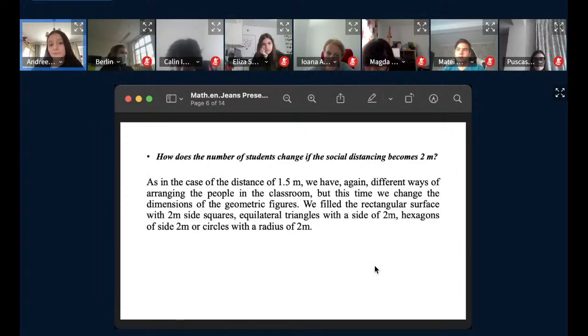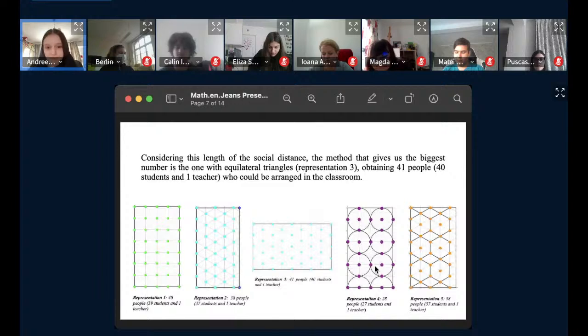In the second part, we had to decide how the number of students changes if the social distancing becomes 2 meters. And as in the previous case, we have, again, different ways of arranging the people in the classroom. But what's different is that this time we change the dimensions of the geometric figures. So we fill the rectangular surface with 2 meter side squares, equilateral triangles of a side 2 meters, regular hexagons with a side equal to 2 meters, or circles with a radius of 2 meters. These are the representations that we got using, again, the GeoGebra application.